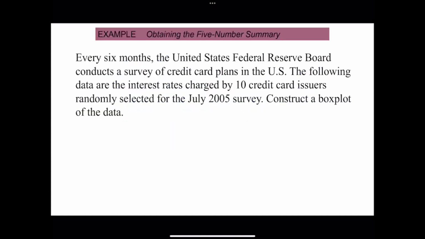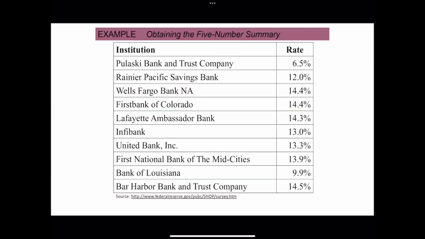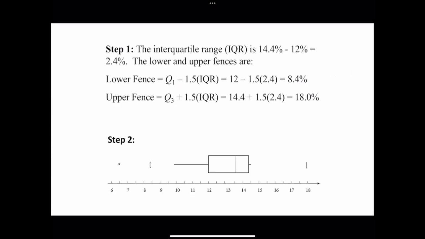So let's take a look at what a box plot looks like. I'm going to show you a nice, pretty computer generated one. And then we're going to draw one together. So we're going to use credit card plans and their interest rates. We're using 10 credit card issuers. The data doesn't matter. You're not going to do it. It's going to do it itself. Here is the box plot.